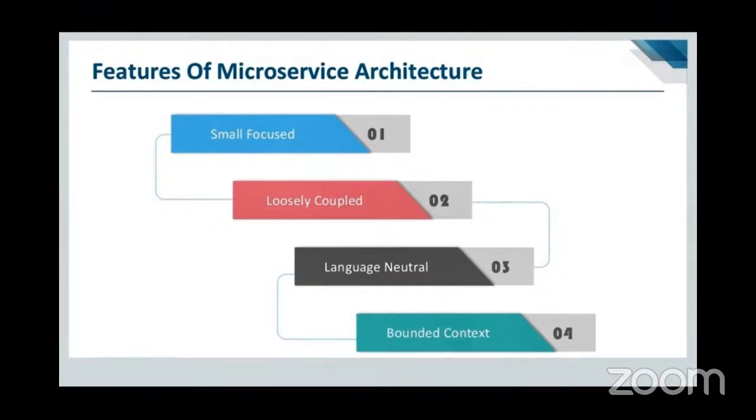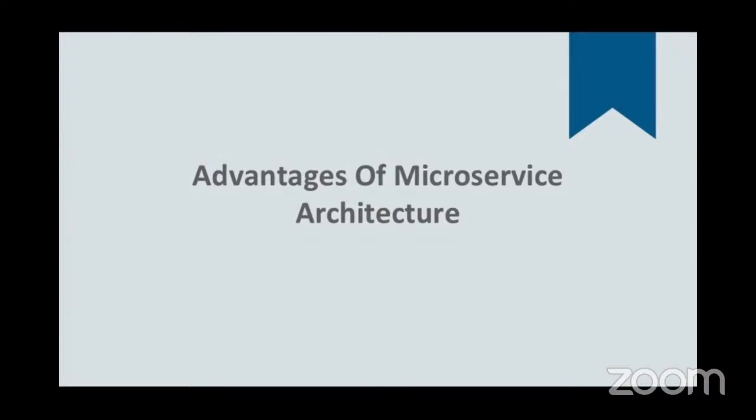Bounded context means that each of the microservices doesn't need to know how the other microservice is implemented. And at the same time, it is bounded for a particular business. Now let's understand the advantages of microservices architecture.